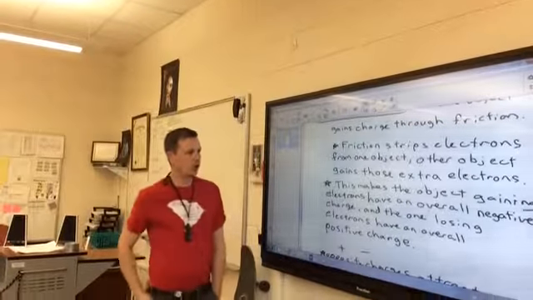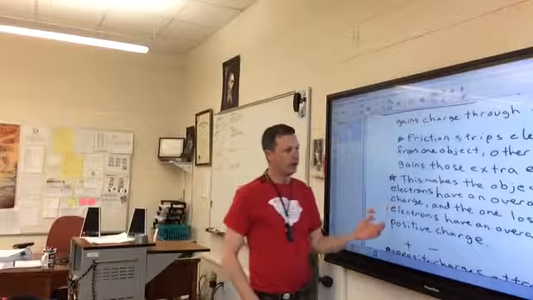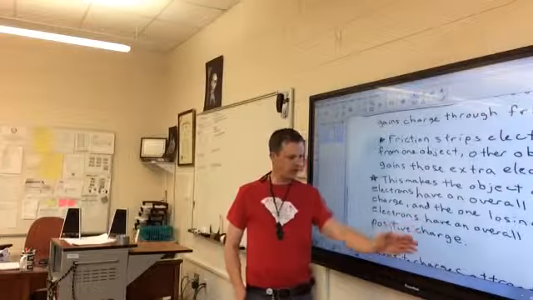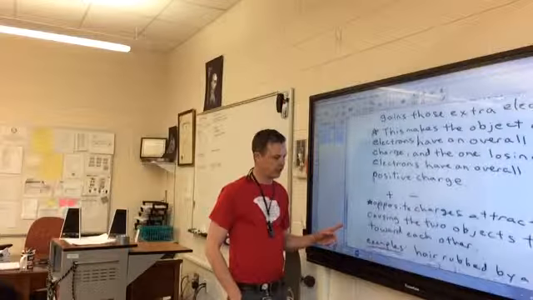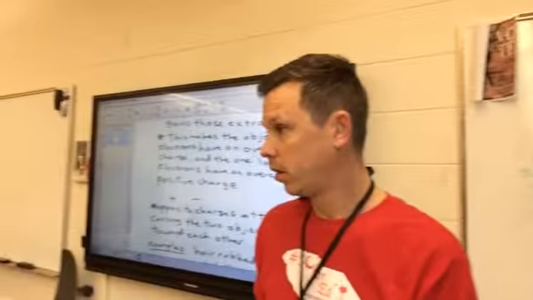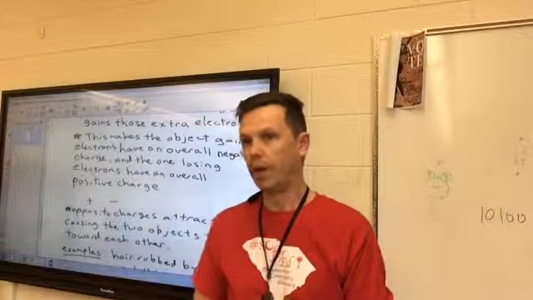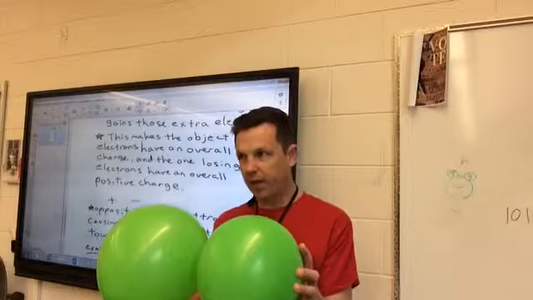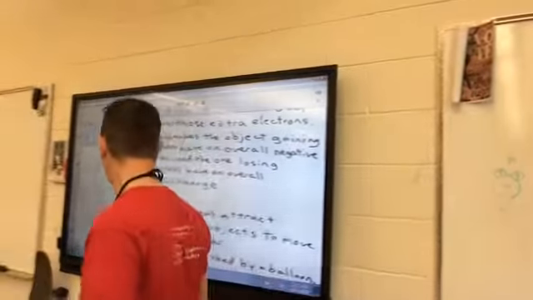So we talked about how friction strips electrons from one object to another. This makes the object gaining electrons have an overall negative charge. The one losing electrons will have an overall positive charge. And we know that opposite charges attract. We also know that like charges do what? Repel, right? So two negatively charged objects will repel each other. And we felt that when we rubbed the two balloons against each other and brought them close together. There's a repulsive force because of that.